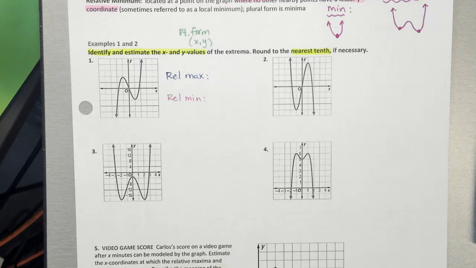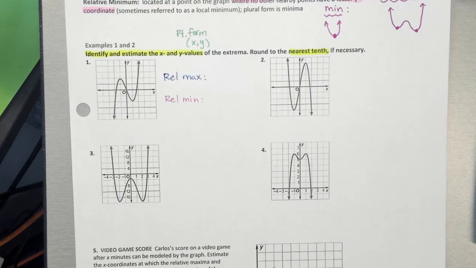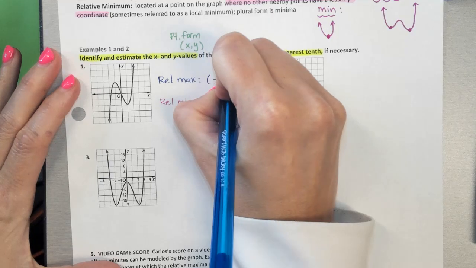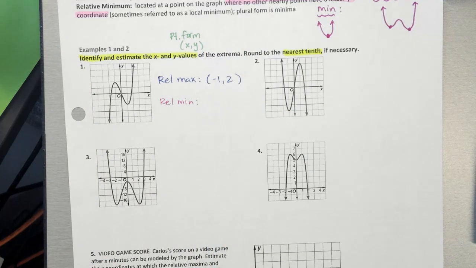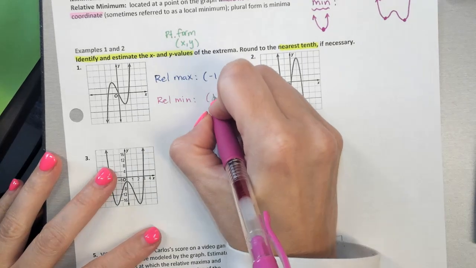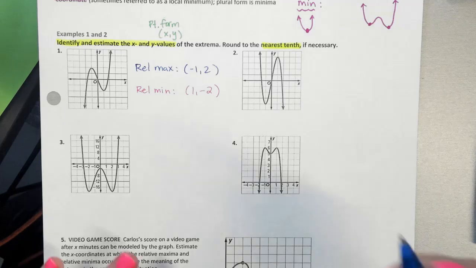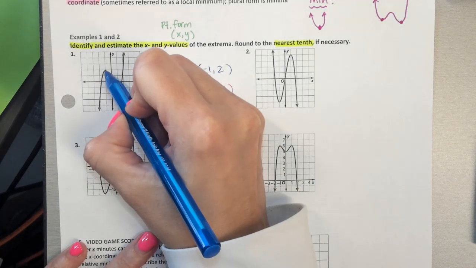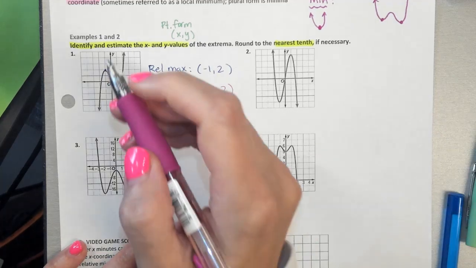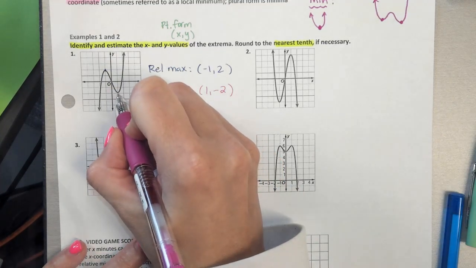All right, so for our relative maximum, Heidi, can you tell me what you got for the relative max for number 1? Great. Okay, and then, Kanan, what'd you get for the relative min? Great. All right. This one looks like it is. Did you round to something that was close to that? I'd be okay with that.